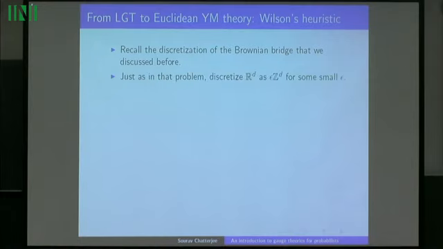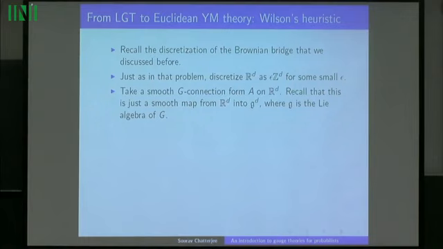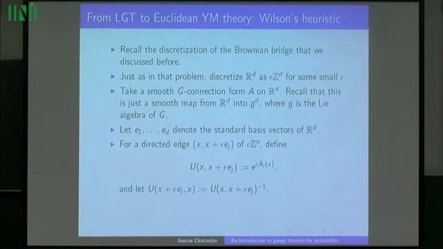Just as in that problem, you discretize R^d as epsilon Z^d for some small epsilon. Take some smooth connection form A on R^d, which means that this is a smooth map from R^d into the Lie algebra to the power d. Let e1 to ed be the standard basis vectors. And then you do the following: you convert this connection form into a bunch of unitary matrices as follows.